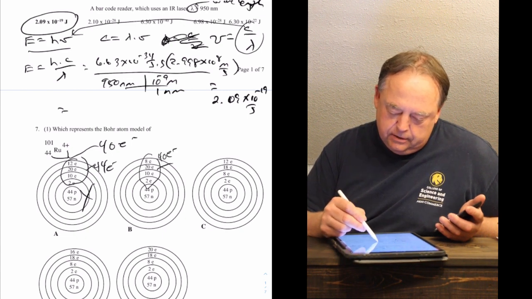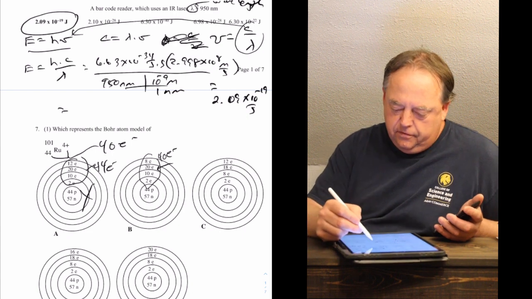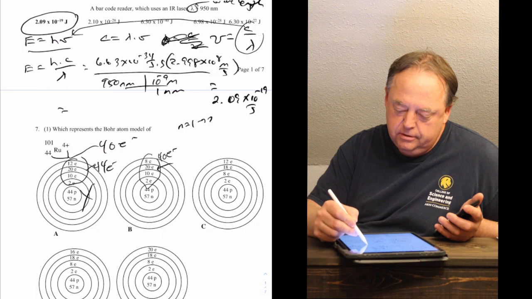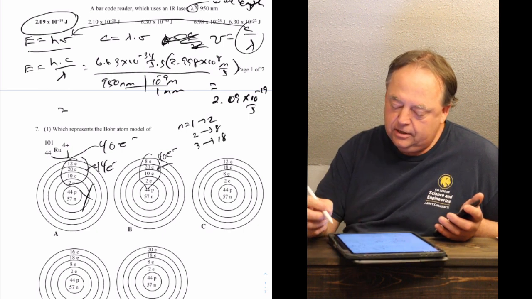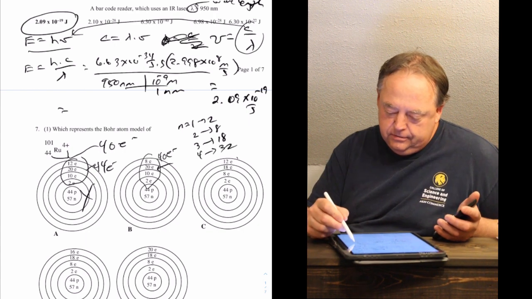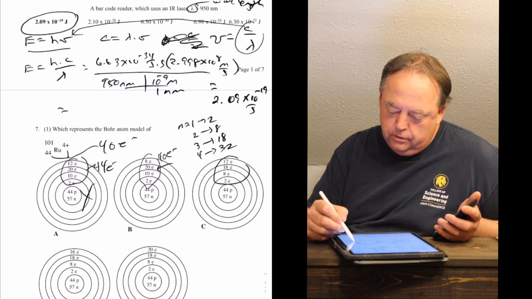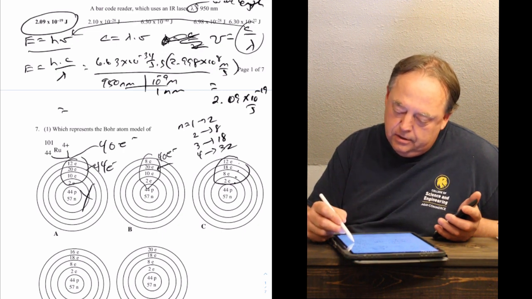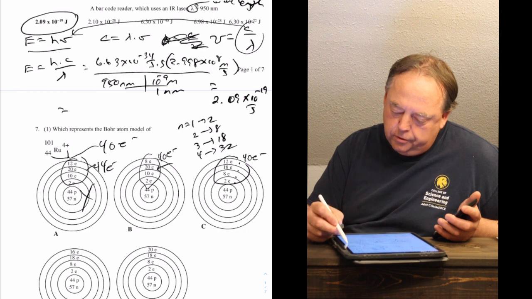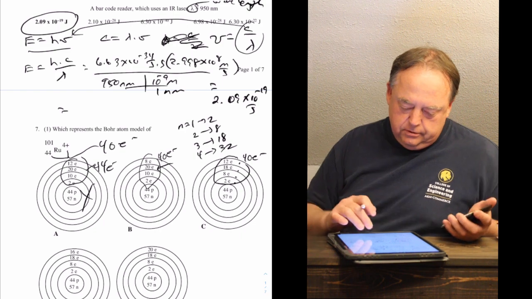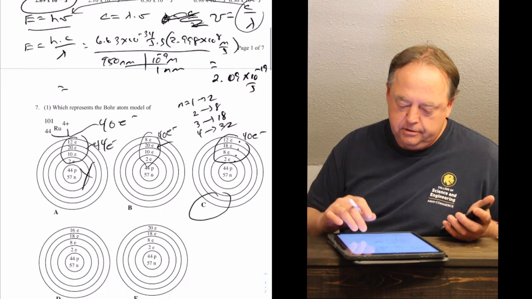This could be right, except if you remember the shells. First shell can have 2 electrons. Second shell can have 8 electrons. Third shell can have 18 electrons. Fourth shell can have 32 electrons. So this would be the one: 2 in the first shell, 8 in the second shell, 18 in the third shell, plus 12 more gives you 40 electrons. So C, that's the right answer there.